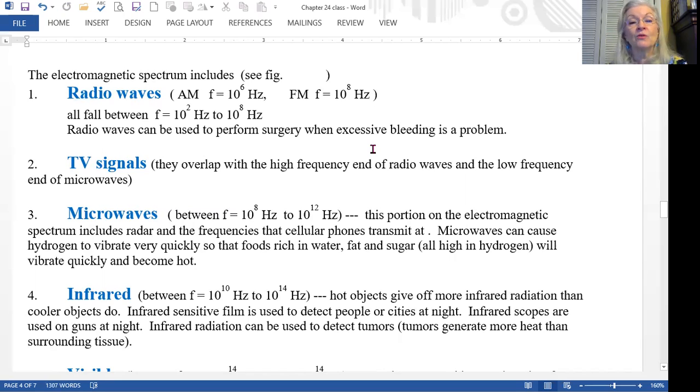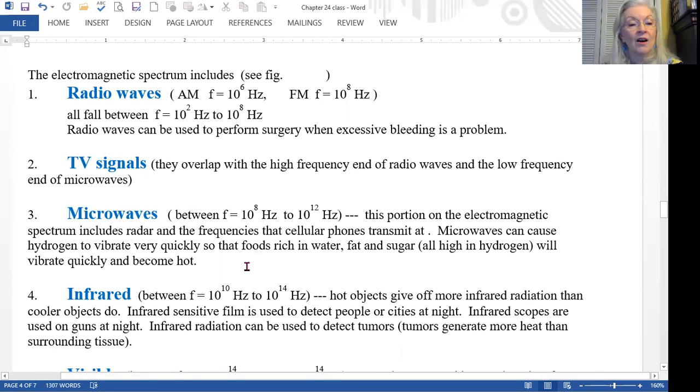Radio waves can be used to actually perform surgery, surprisingly enough, when excessive bleeding is a problem. So you send in electromagnetic radiation in the radio wave frequency, and you're able to disrupt the molecules without the same kind of trauma associated with, say, a scalpel. TV signals overlap with the high frequency end of radio waves and the low frequency end of microwaves.